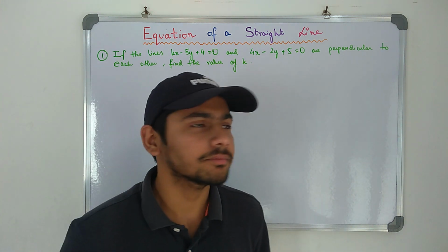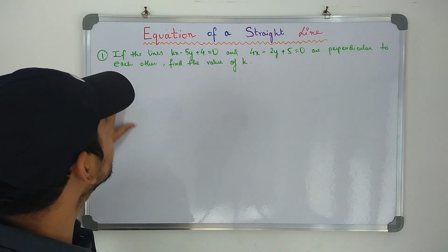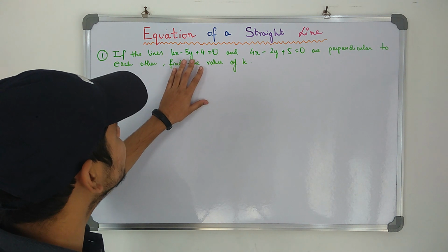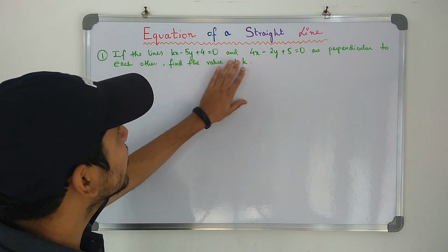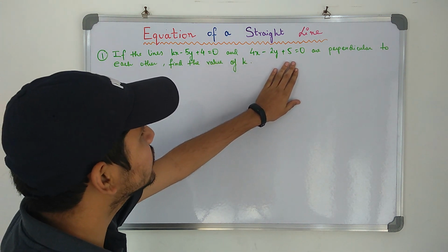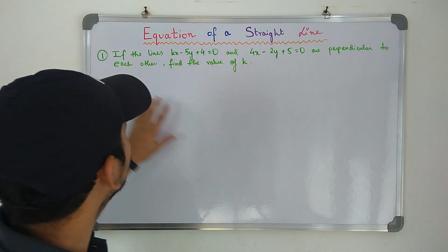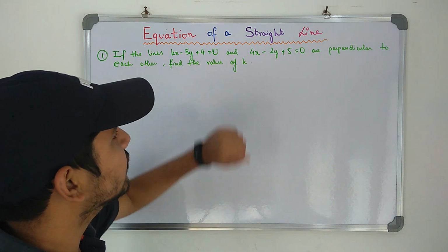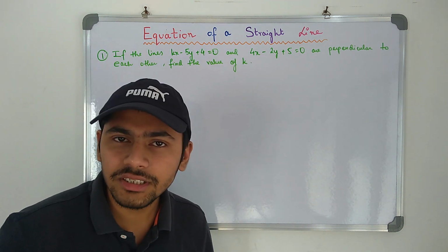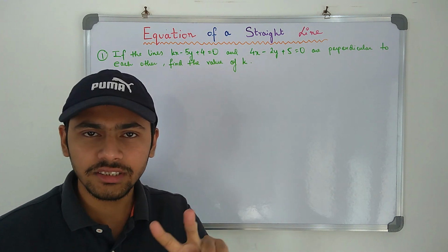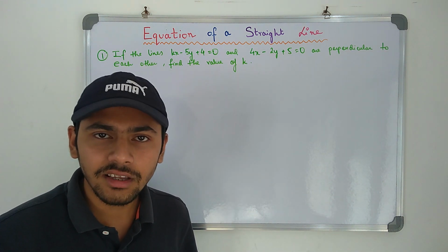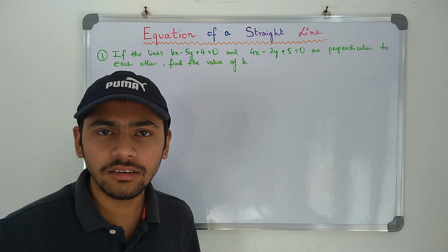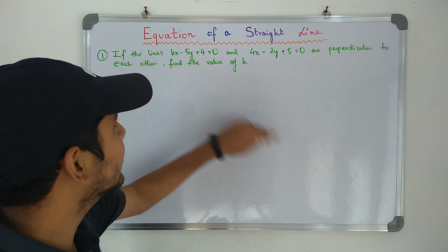Let's start. We have the first question. If the lines kx minus 5y plus 4 is equal to 0 and 4x minus 2y plus 5 is equal to 0 are perpendicular to each other, you have to find the value of k. Now this is a very easy question. We have been given two equations of two separate lines. They both are perpendicular to each other and we have to find the value of k.